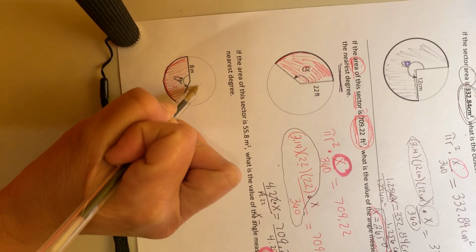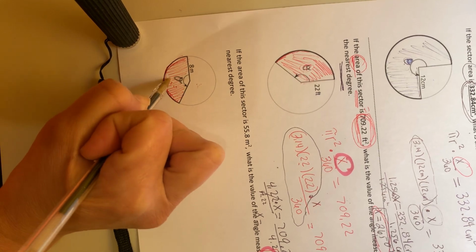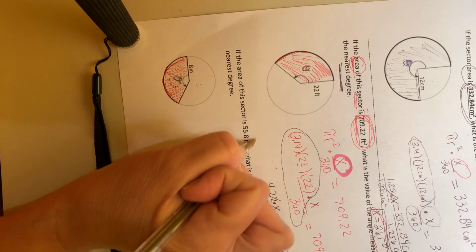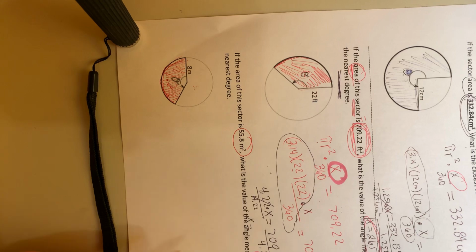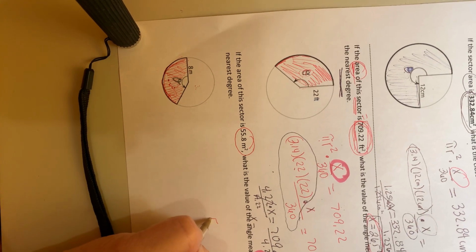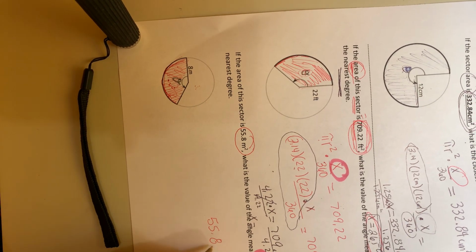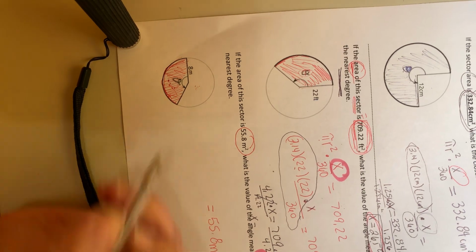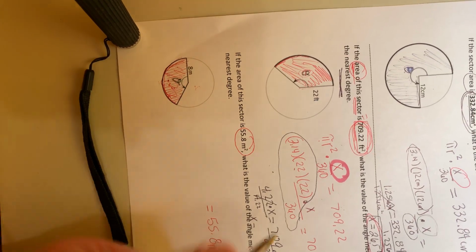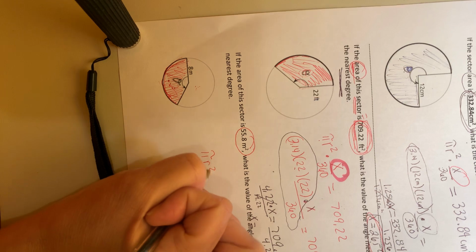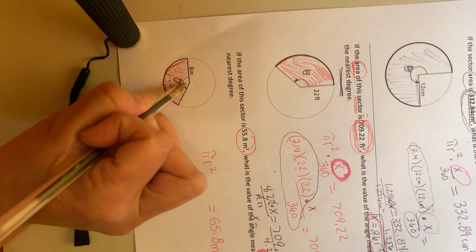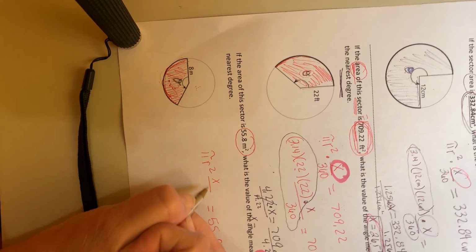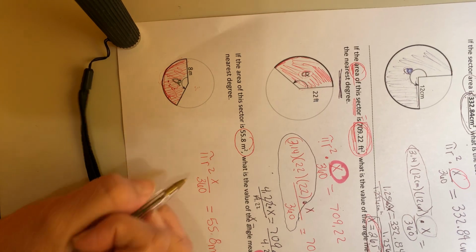It doesn't care about this piece. It just wants this piece, or it's giving you this piece. It's saying that the area here is 55.8 meters squared. That's the area of this piece. So the formula for the area of a circle is pi r squared, but I don't want the whole circle. I only want this piece, so I'm going to put x over 360. And then we solve it.